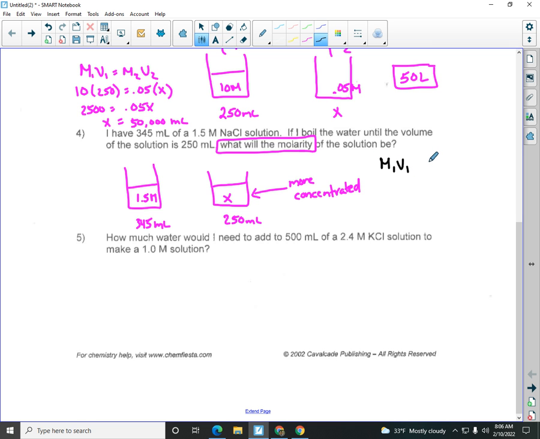So M1V1, M2V2. My initial molarity is 1.5. My volume is 345 milliliters. And because I'm leaving it in milliliters, this volume needs to be in milliliters, which it is, so that's good, 250 milliliters. And my molarity is what I'm looking for. Is that molarity going to be bigger or smaller than this molarity?